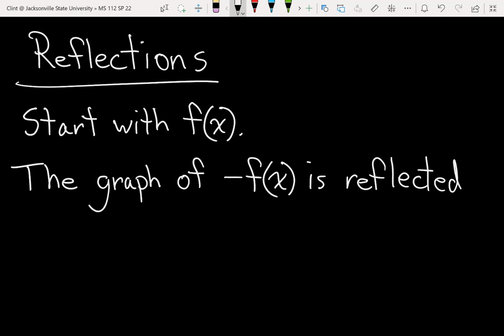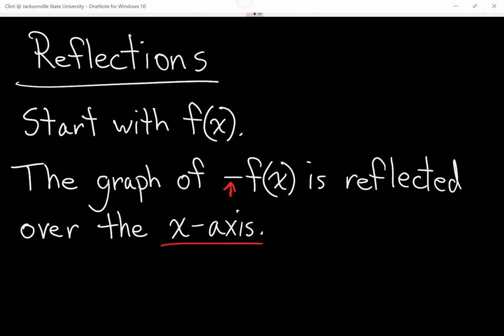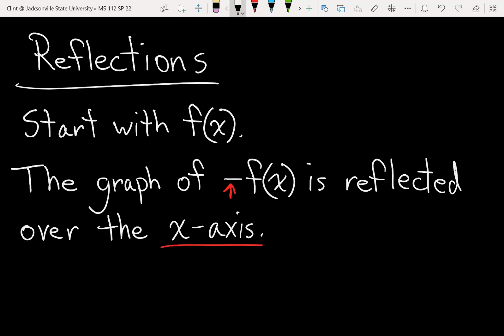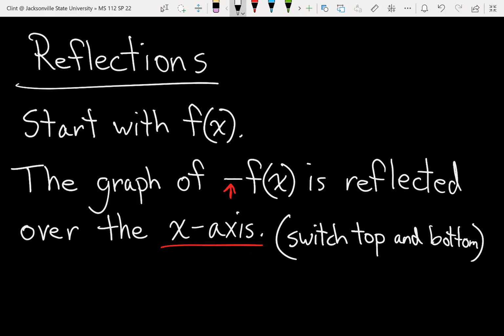So if we just throw a minus sign out in front of the whole thing, that's a reflection over the x-axis. So the minus sign here gives us an x-axis reflection. And another way of saying that, instead of saying it's reflected over the x-axis, we could say we're like switching the top and bottom of our graph. And so stuff that was up in the positive part goes to the negative part, stuff in the negative part goes to the positive part.